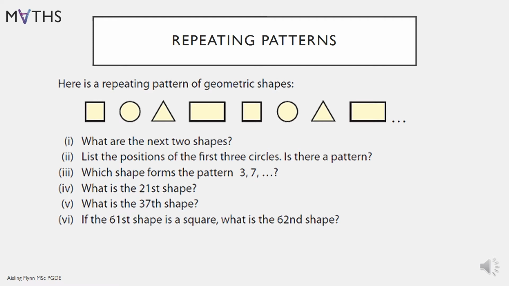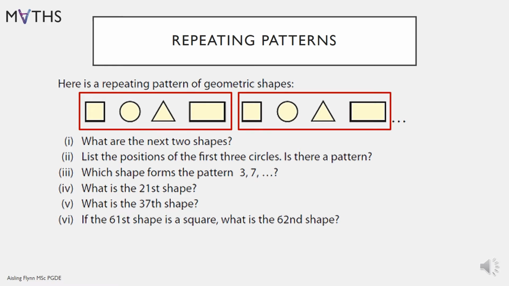Okay, so if we examine it closely, you can see that the basic pattern is a series of four shapes: square, circle, triangle, rectangle, and then it repeats. Square, circle, triangle, rectangle. So what would be the next two shapes? Well, the set of four would start again, so the next two shapes would be square and circle. So that's the answer to question 1.